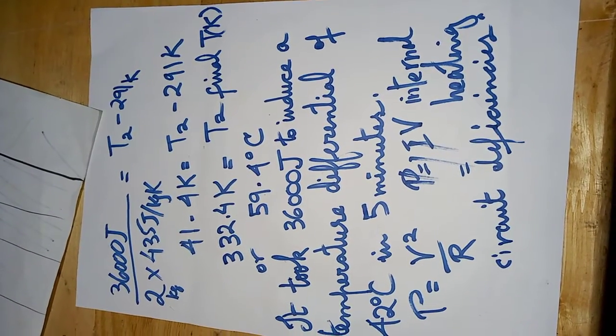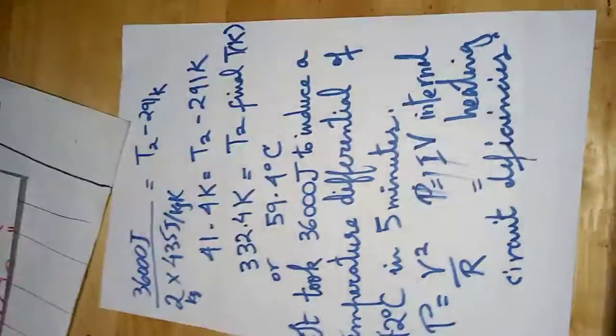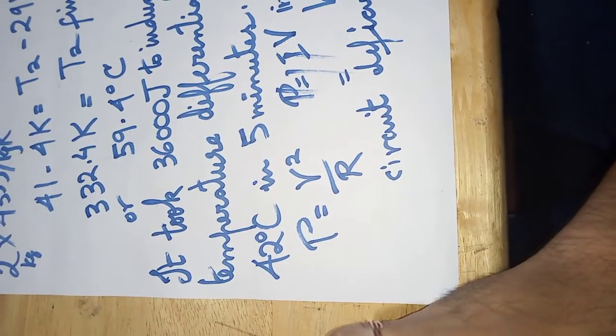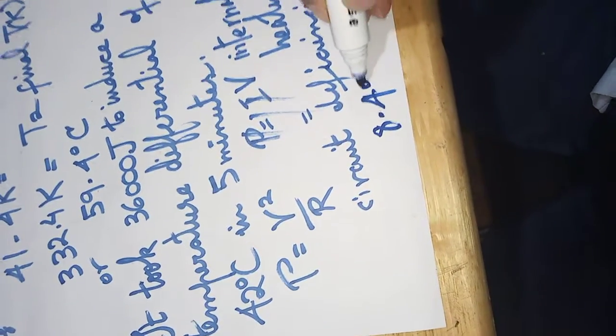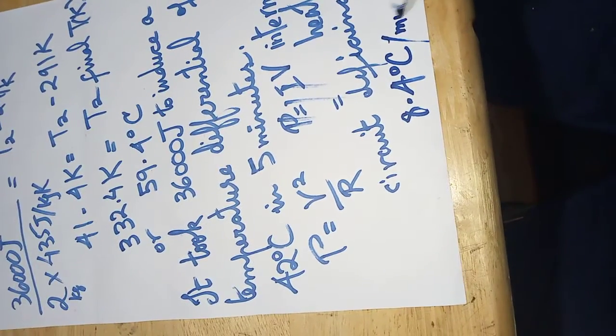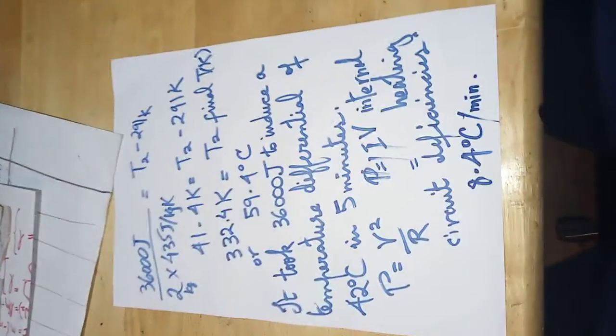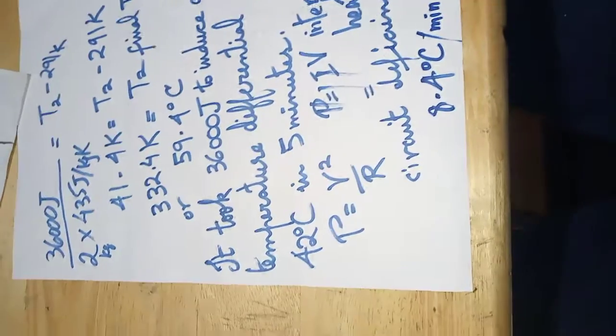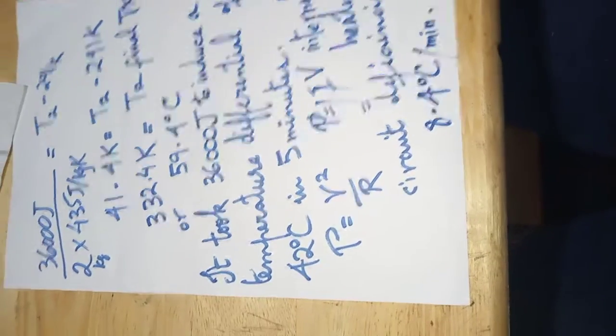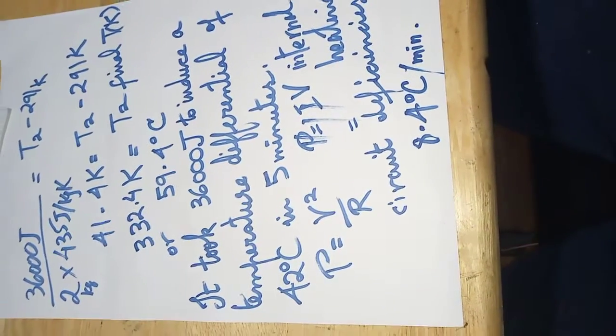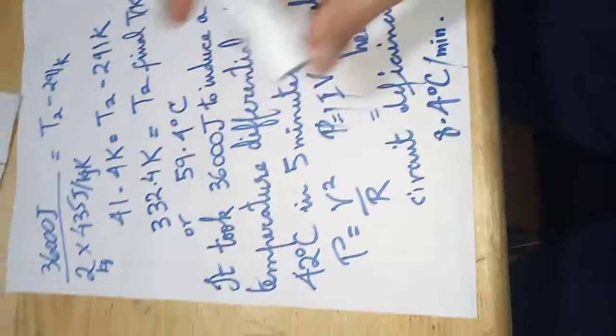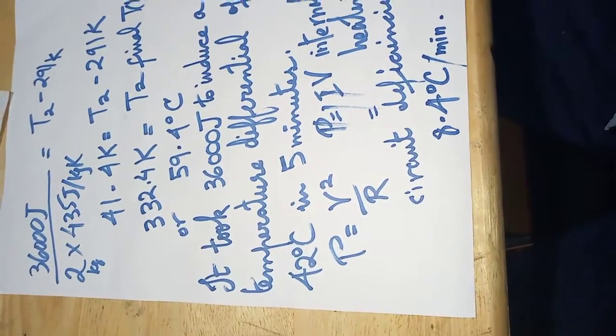And then there was a change of 42 degrees in 5 minutes, and if you wanted to quantify it, that would be 8.4 degrees per minute. So it was adding 8.4 degrees to the temperature of the copper per minute. So 8.4, 16.8, and so on and so forth till it reached 59.4 degrees.